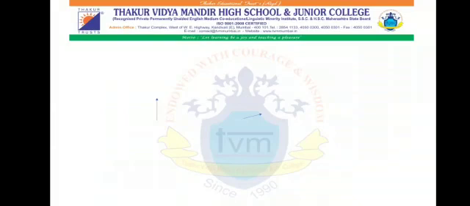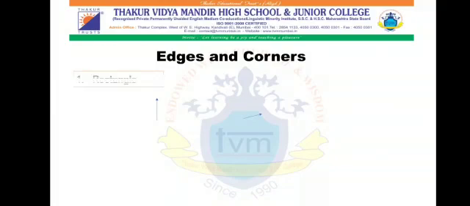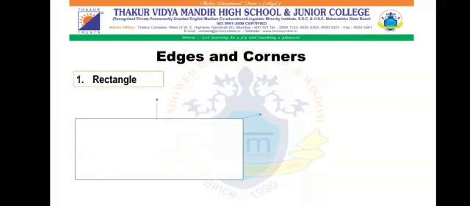Let us learn something more about the shapes, edges and corners. You all must be wondering what are these edges and corners. I will tell you all. First, rectangle. You all can see a rectangle appearing on your screen. Now the first arrow will show you all the edge. Edge is nothing but the side of a shape. And the second arrow will show you all the corner. A corner is nothing but the pointer of a shape.